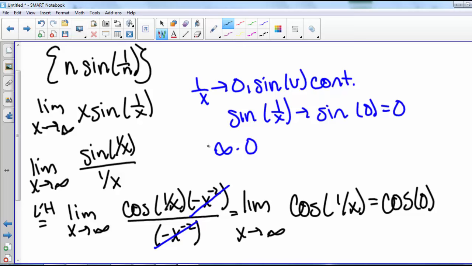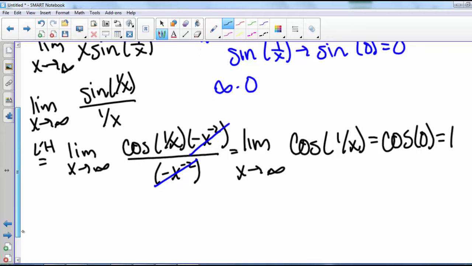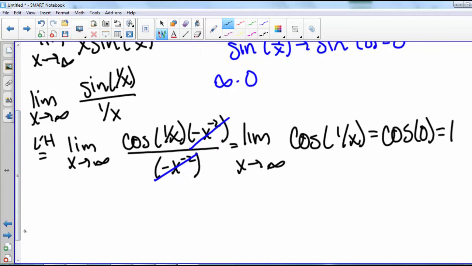Similar reasoning as up here: 1 over x goes to 0. Cosine of u is continuous, so cosine of 1 over x goes to cosine of 0, which equals 1. So since the limit of our function is 1, the limit as n goes to infinity of our sequence is 1 and converges.